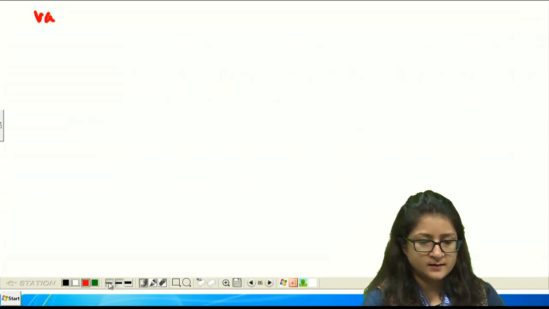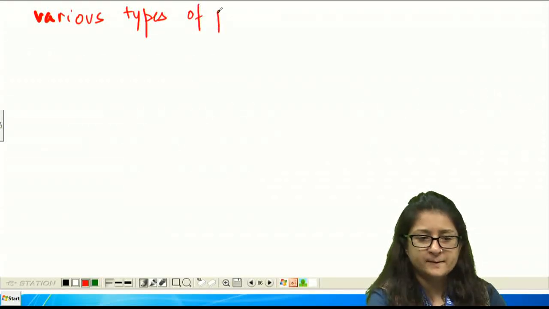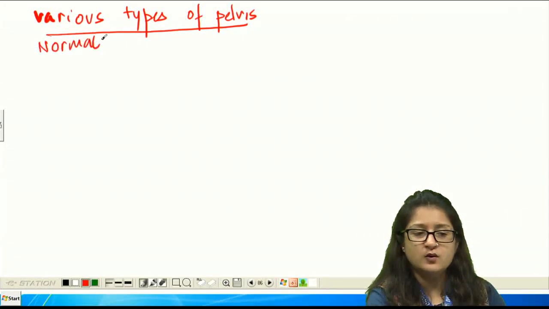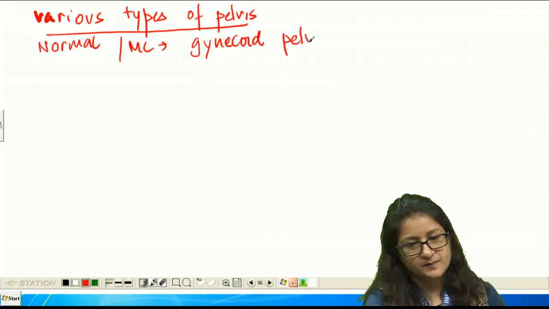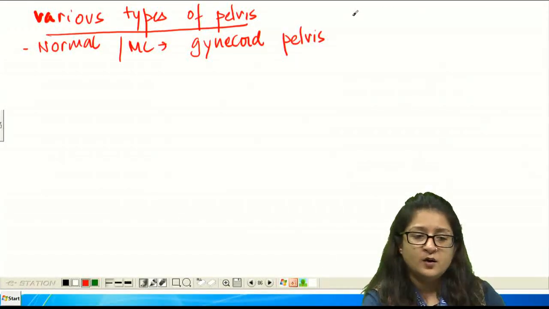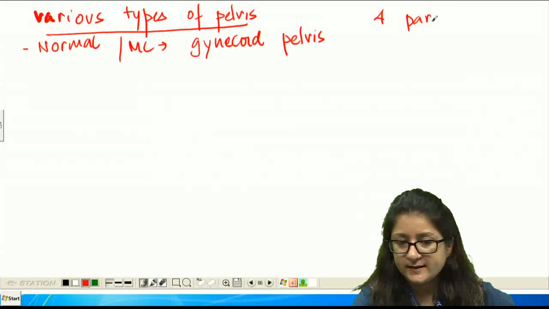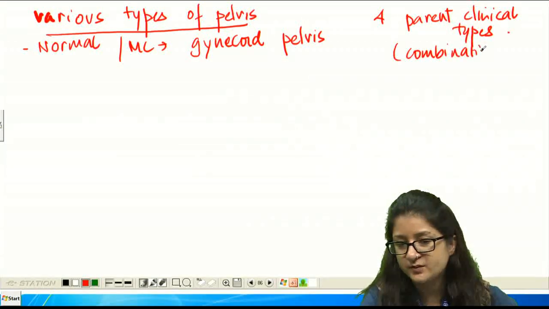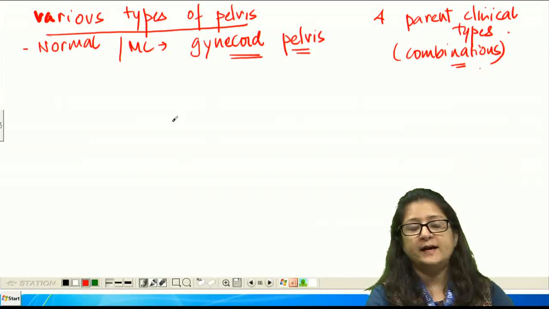Coming to the various types of pelvis. What are the important things you have to remember? The normal or the most common type is the gynecoid pelvis. Then there are four parent clinical types, and after that there are always combinations. There can be a lot of combinations between the anterior and posterior segment, but the most common type is the normal gynecoid pelvis.